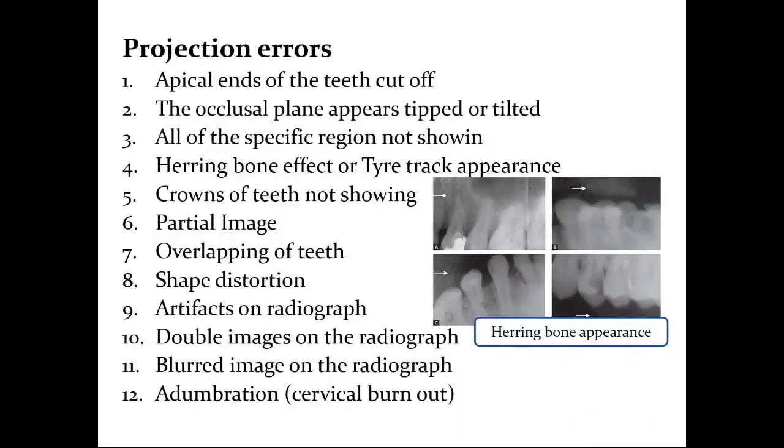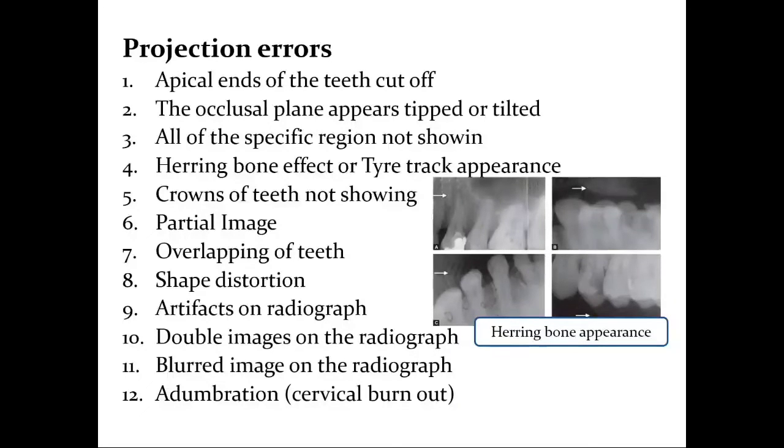And then you have the overlapping of the teeth, that can be caused because of the improper horizontal angulation. As you know, the horizontal angulation, you should pass across the contacts in such a way that it is perpendicular to the contacts of the tooth. So once that is not being followed, there is this kind of an overlapping of the tooth. And then you have shape distortion, artifacts on it, double images on the radiograph.